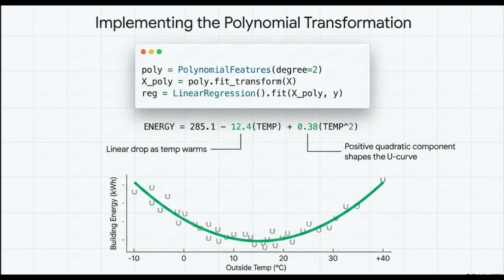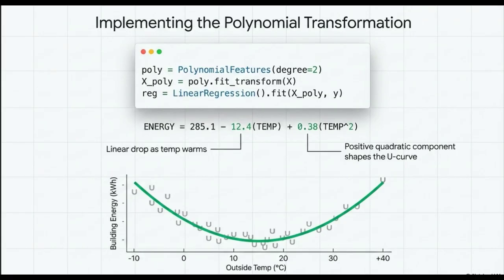Yes, that is the positive quadratic component. As the temperature keeps increasing into the summer, that squared term grows exponentially faster, forcing the line to stop dropping and actually curve back upward, creating that beautiful U shape. And if you use calculus to find the absolute minimum point of this mathematical curve, it hits exactly at 16 degrees Celsius. That is the building's optimal comfort zone where energy use is lowest. It's amazing how the math perfectly reflects reality.